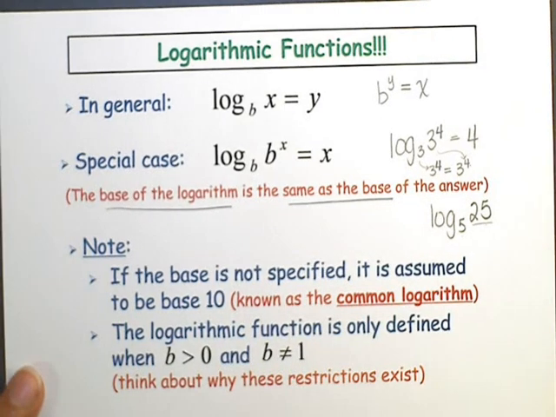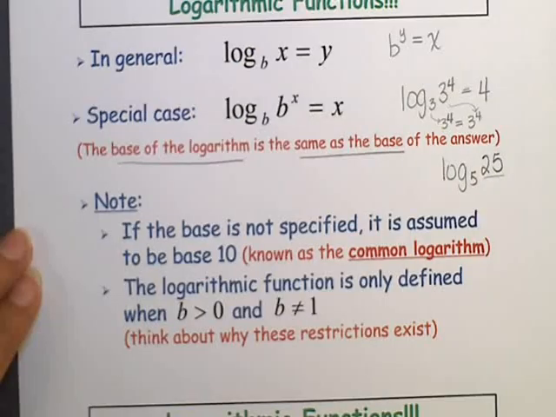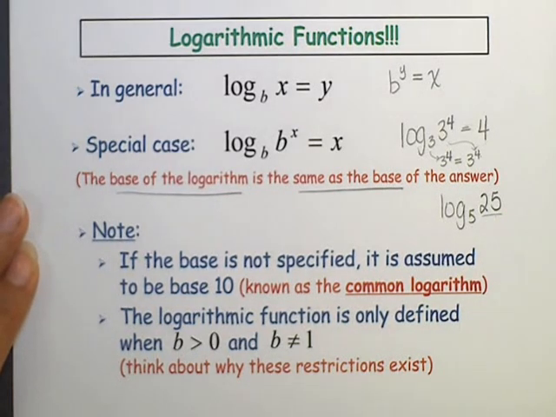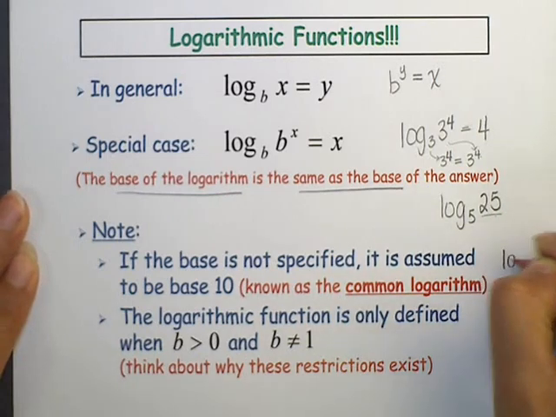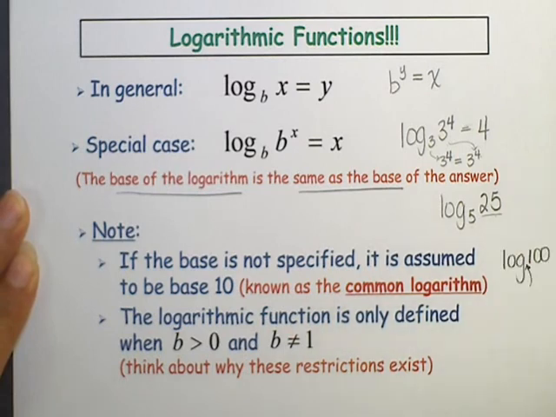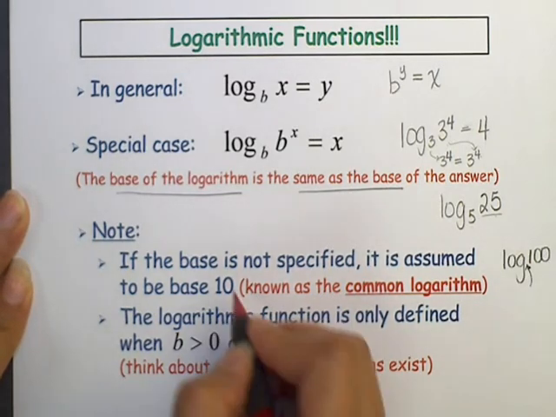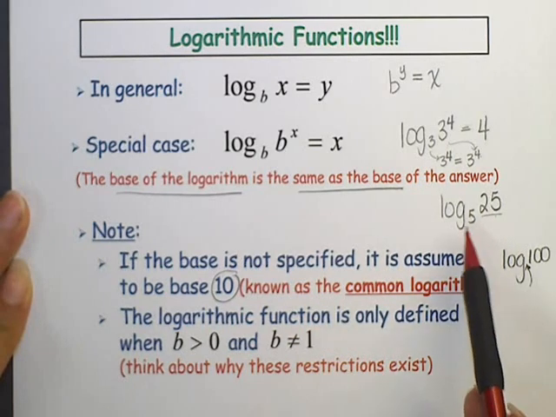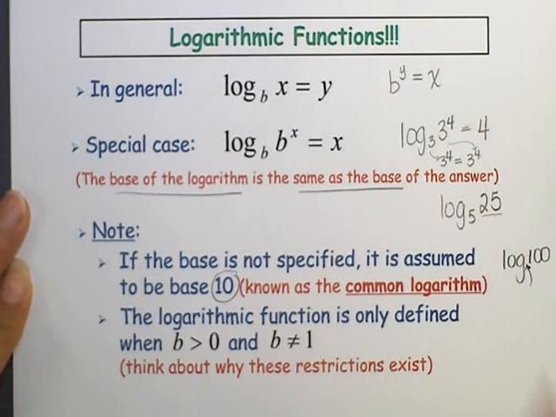Okay, there's a couple of things that we haven't discussed yet that I want to point out to you. If the base is not specified in the logarithm, it is assumed to be a base of 10. This is known as the common logarithm. So if you see something like log of 100, you'll notice that the base here is not specified. That base is assumed to be a base of 10. Okay? If it is specified, you will see a number like 5 or a number like 3. If it's not specified, then it's automatically a base of 10, and it's known as the common logarithm.